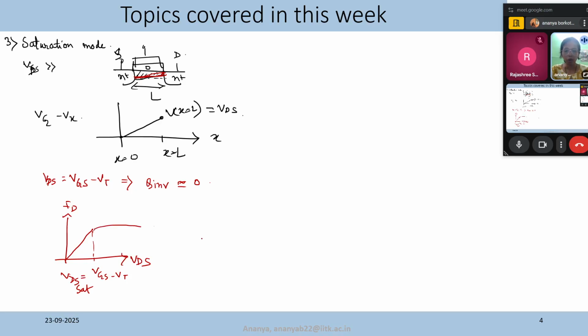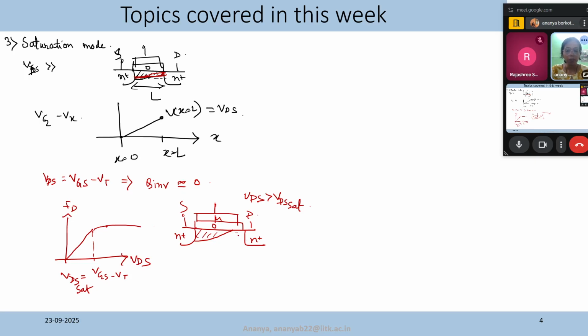Why does this current become constant? What happens? Let's say we are taking a point here, so our channel is already very low in density, and this is our channel, this is my n plus regions, and this is the oxide, this is the metal layer. This is my source, this is drain. We are applying VDS which is greater than VDS sat.